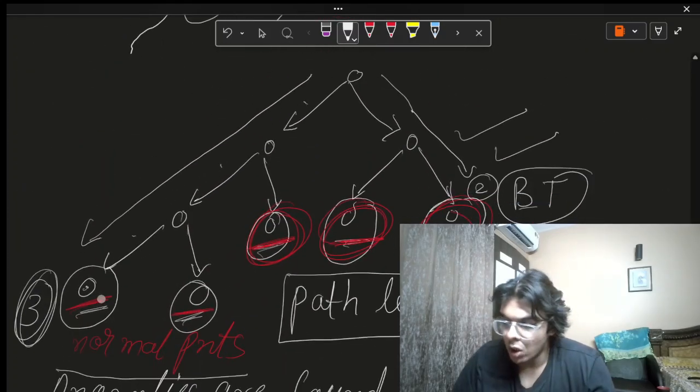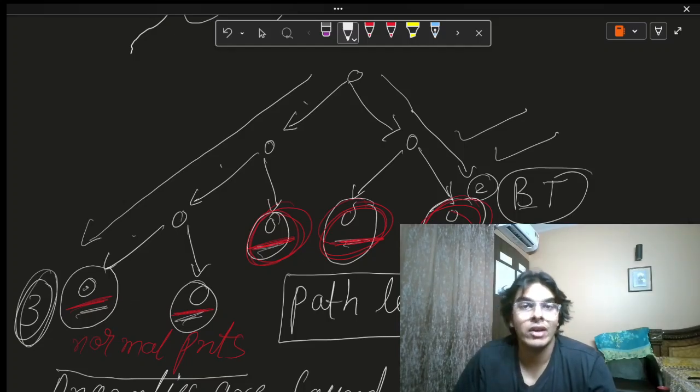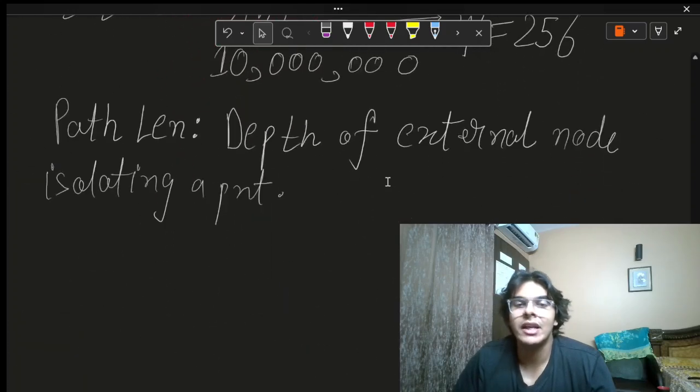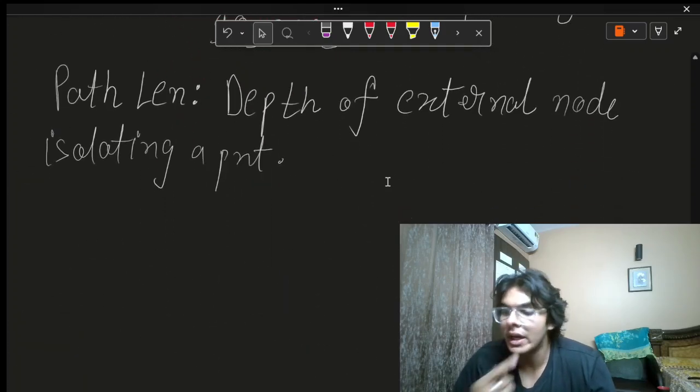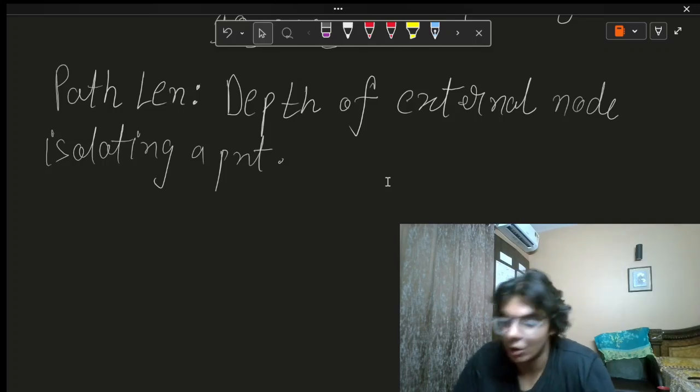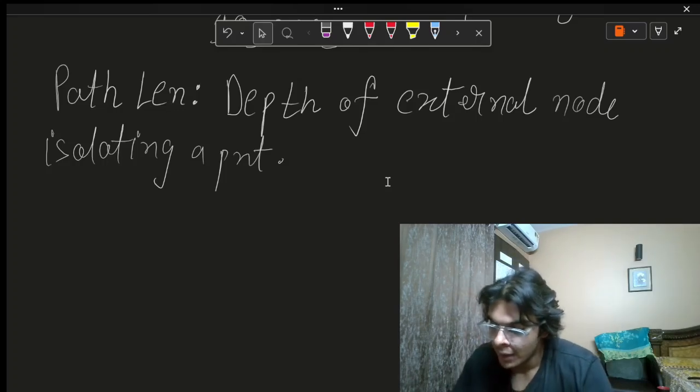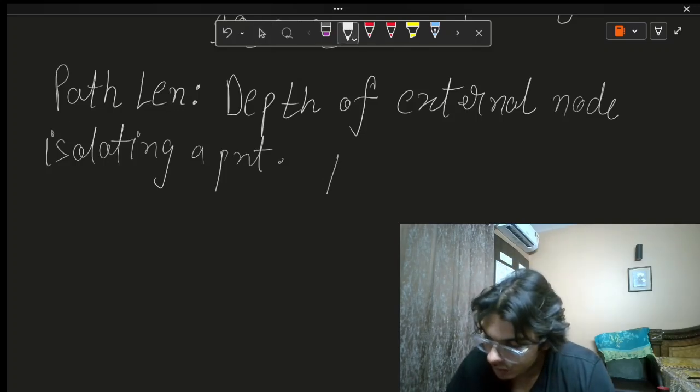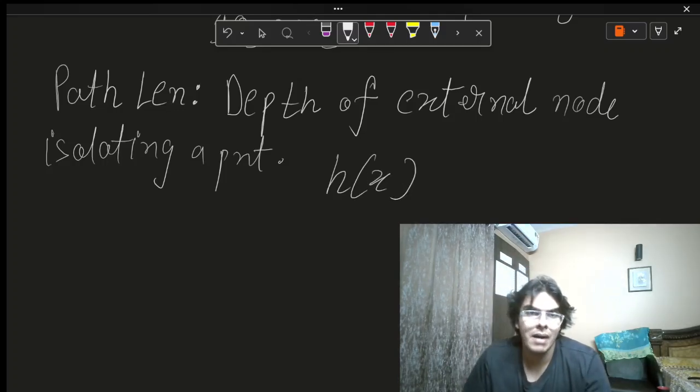I told you all of these nodes which have no children, all of the nodes on the end, are called leaf nodes or external nodes, and they are all splitting either the dense points or the anomalous points. So they are basically the nodes which are used to isolate points. They can be anomalous points, they can be dense points as well. So that is the definition of path length. Now let's say path length looks like this, h of x. This is the way to represent path length.